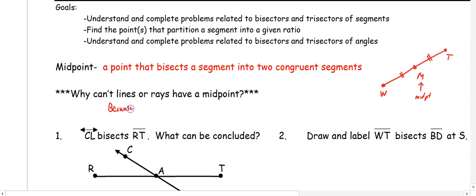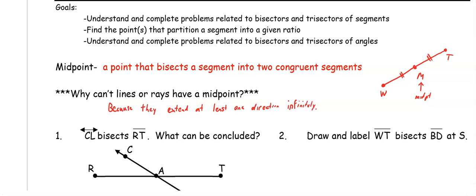Why can't lines and rays have a midpoint? Because they extend at least one direction infinitely. So remember, lines go in both directions forever, and rays go in one direction forever. So you can't find the midpoint of something if you're going somewhere forever.